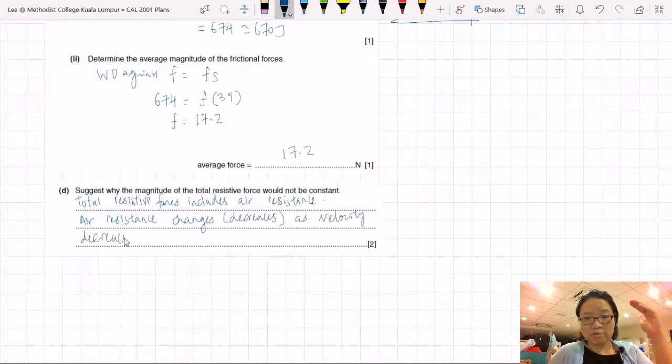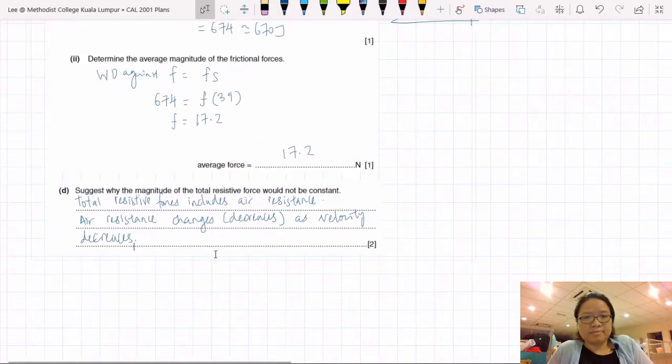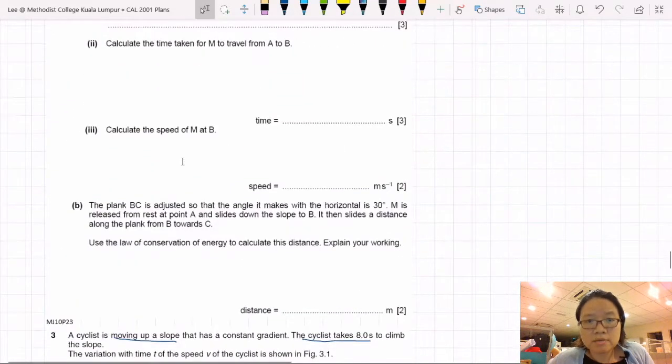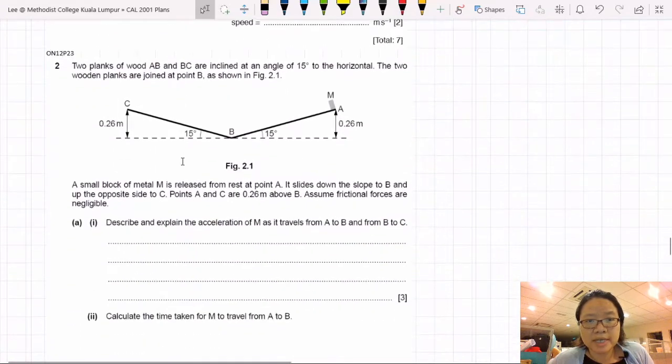Remember, the velocity went from 6 to 3. So the air resistance, or this F, is just an average. It's an estimated value. Okay. So once again, in this question, it's an inclined plane. You cycle up, you add the energy together with the decrease in KE. Both of them become increase in PE plus friction.